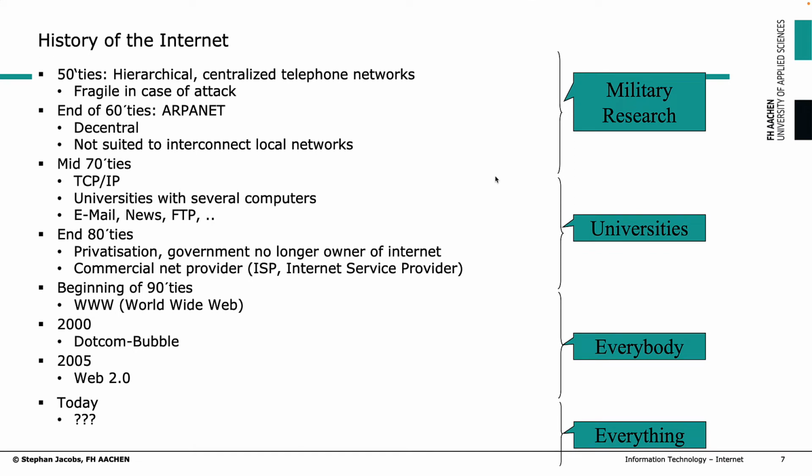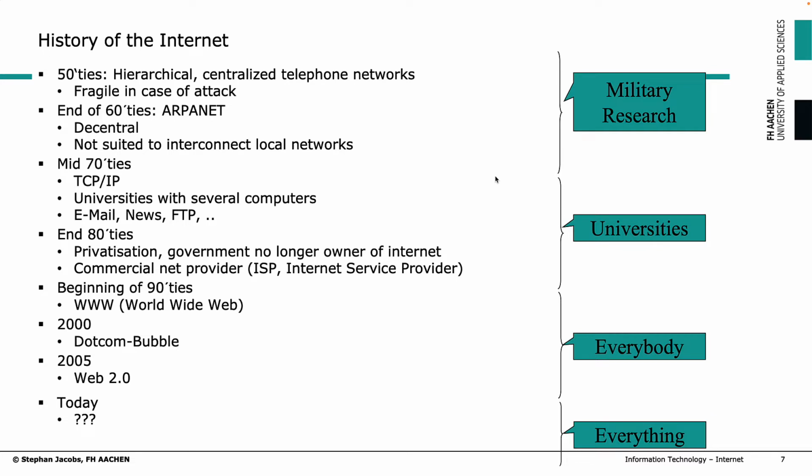Let's briefly step through the last decades and check how the Internet has evolved. Again, in the 50s we have these centralized telephone networks which was recognized as a risky one. In the 60s, as an answer to this risk analysis, the ARPANET has been developed. This was a decentralized network. However, it was not well suited to interconnect other local networks. This was possible in the 70s when this TCP/IP stack had been developed. At this point in time, it was mostly universities with several computers which were connected to this Internet. And the first applications have been developed at this point in time.